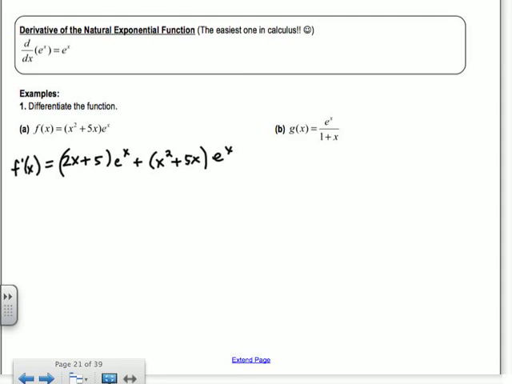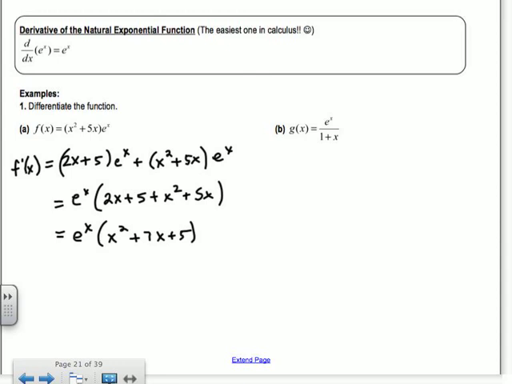So in these e to the x problems, you should always pull out the e to the x. So see how they both have e to the x as a factor? So you'd have 2x plus 5 plus x squared plus 5x. So your most simplified form would be e to the x times x squared plus 7x plus 5. So that's how you should leave it. See how you'll always have the e to the x in both of them.